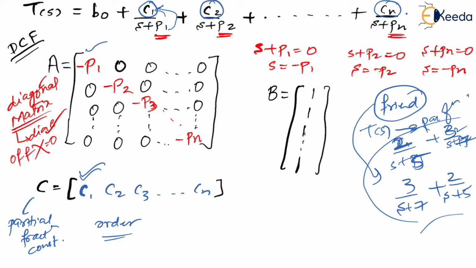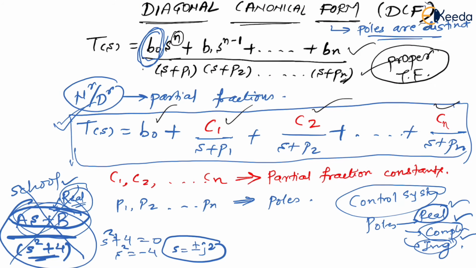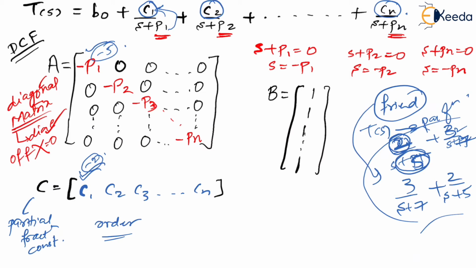Then what is right? This is right: if you put minus 5 first, then you have to keep 2 first in the C matrix. Means if you keep minus 5 here, then you have to keep 2 here. Very simple, right? Similarly, if you keep minus 7 here, then you need to keep 3 here.